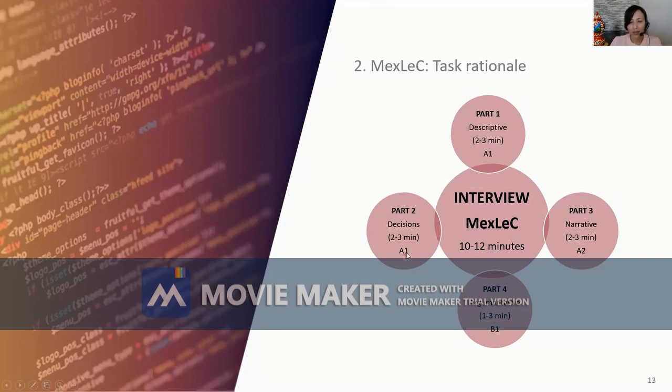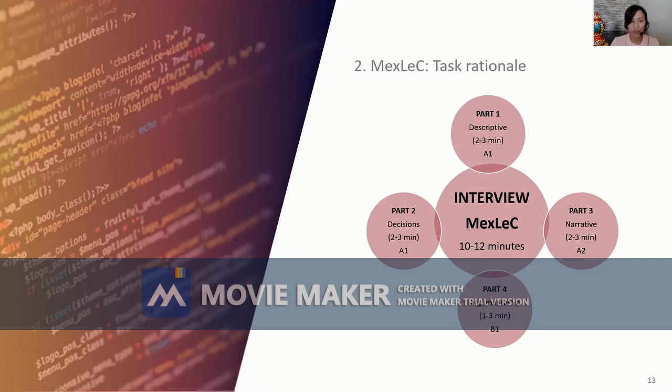And then we go to part 2. They have to answer a question in which they have a decision, but it's a simple decision. Like, when you have some free time, do you prefer staying at home or going out? And this is suitable for the levels A1 and higher. At part 3, they have a narrative.